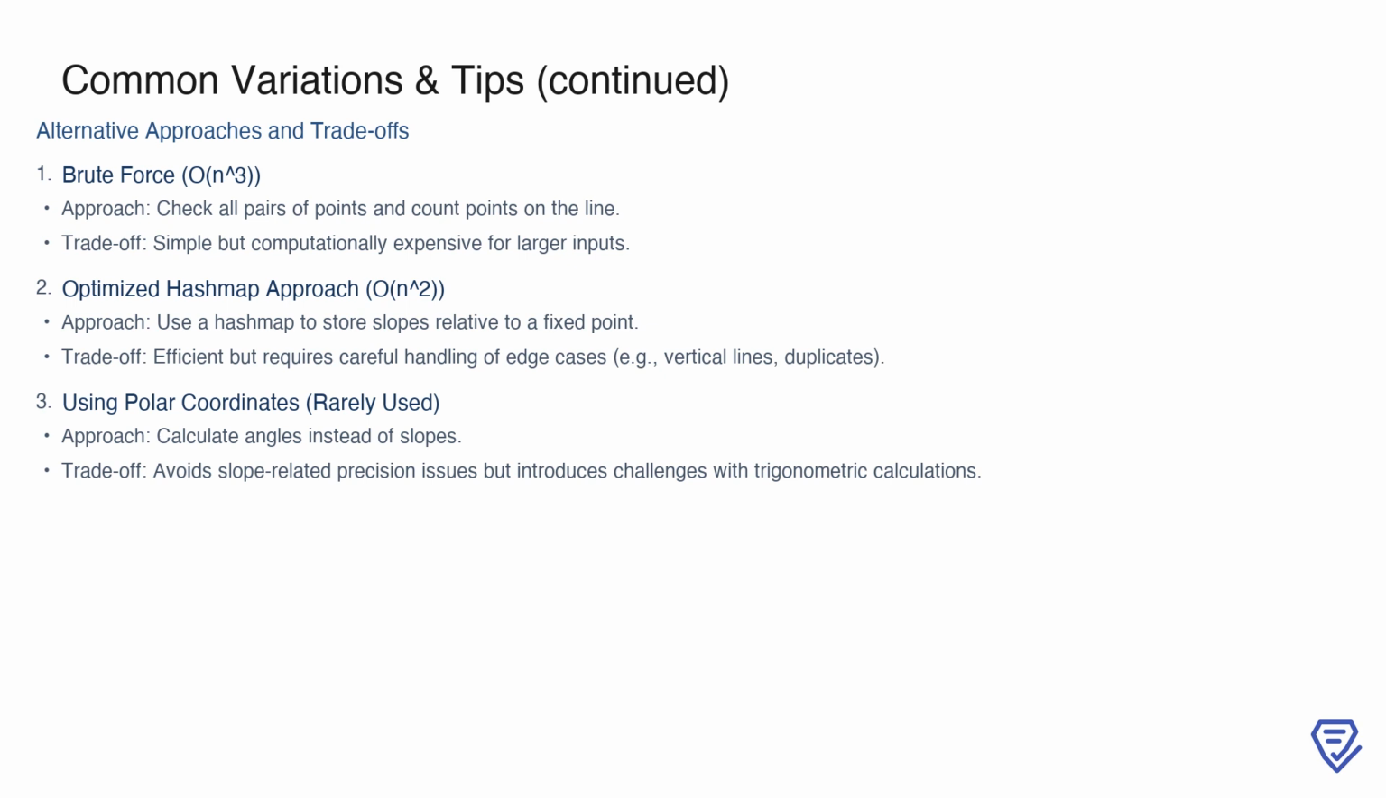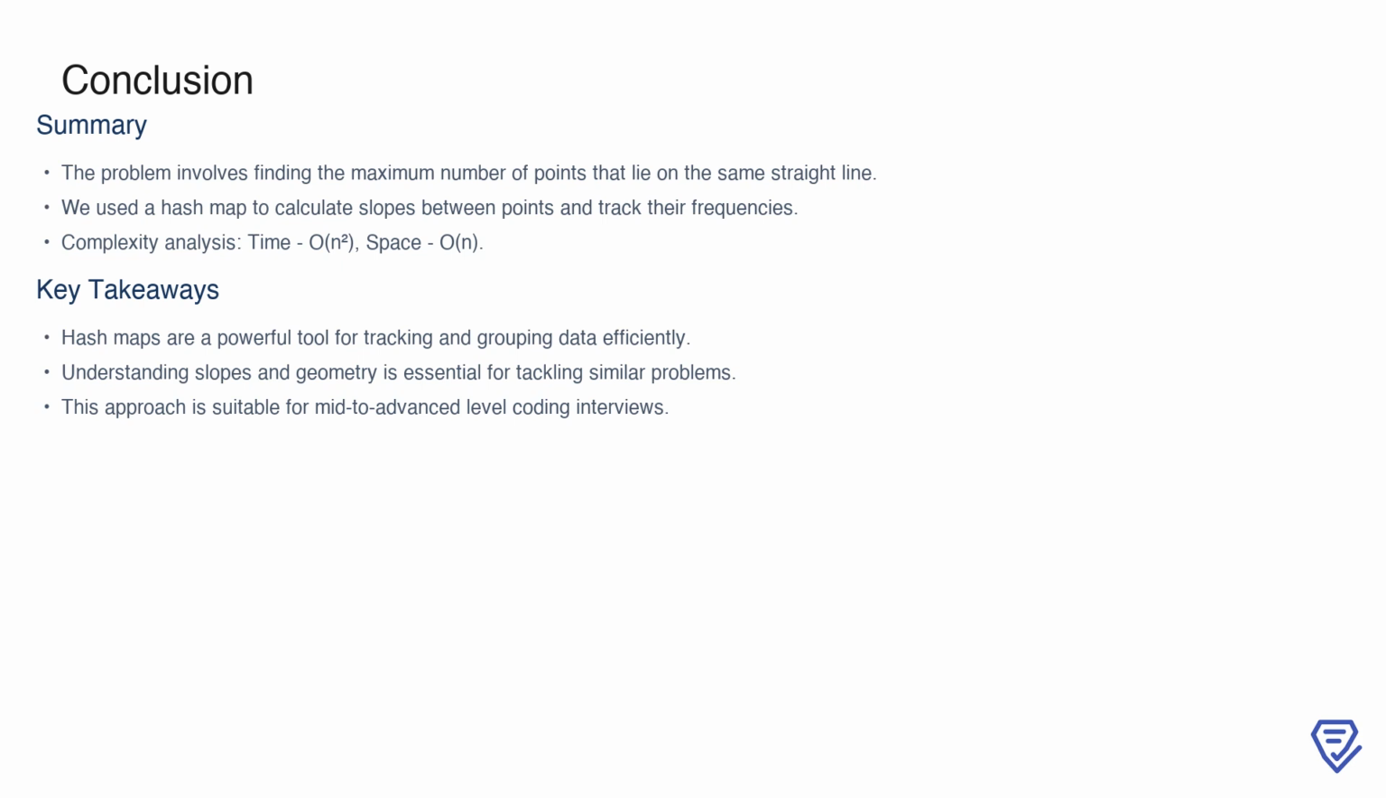An alternative, though rarely used, involves using polar coordinates to calculate angles instead of slopes. This method avoids slope-related precision issues but introduces new challenges, such as the complexity of trigonometric calculations. Each method has its place, but the hash map approach strikes the best balance between efficiency and practicality for this problem. Great job! We've successfully solved the problem using a hash map and an efficient approach to track slopes between points. Remember to practice applying similar techniques to other problems involving geometry and data structures.